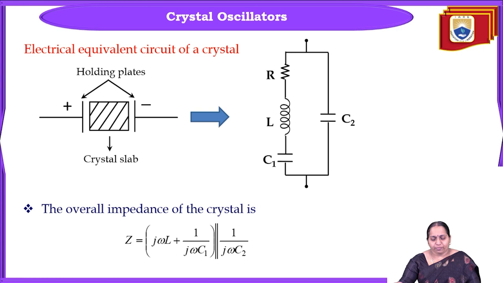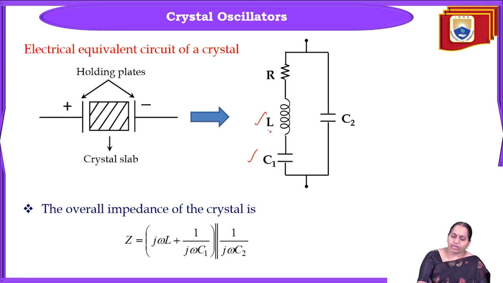So the overall impedance Z is equal to, here you see that L and C1 are in series. The reactance of L is j omega L, plus that of the capacitance, 1 by j omega C1. So j omega L plus 1 by j omega C1 is in parallel with C2. The impedance corresponding to C2 is given by 1 by j omega C2.